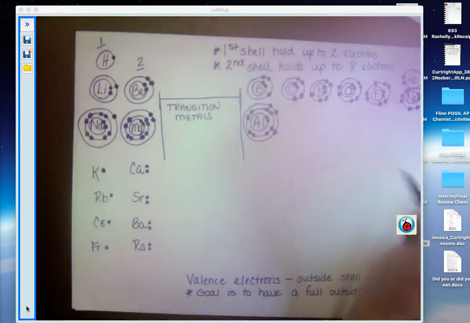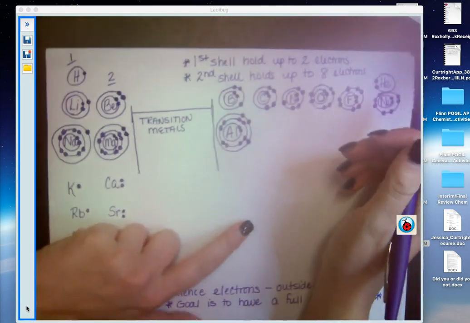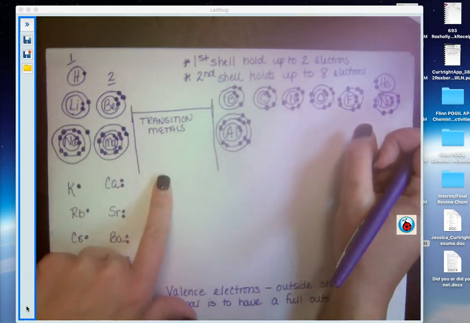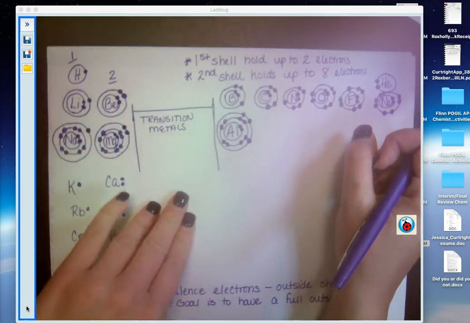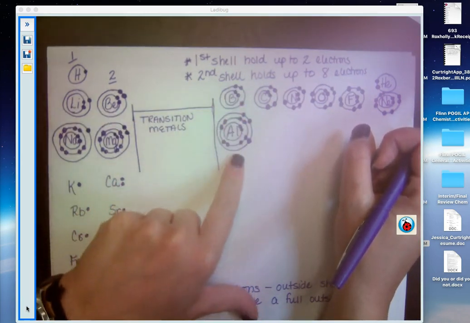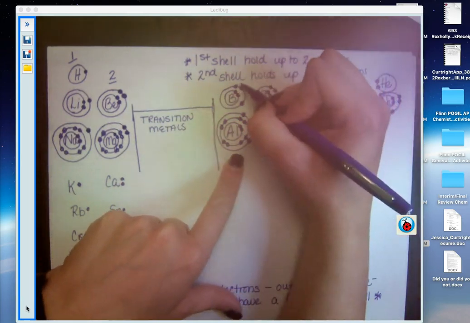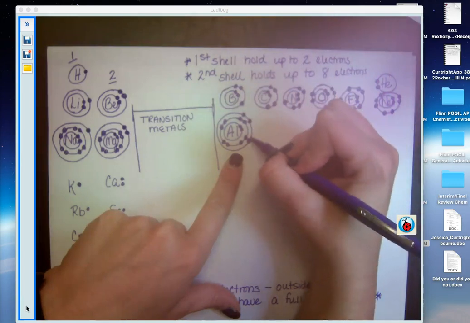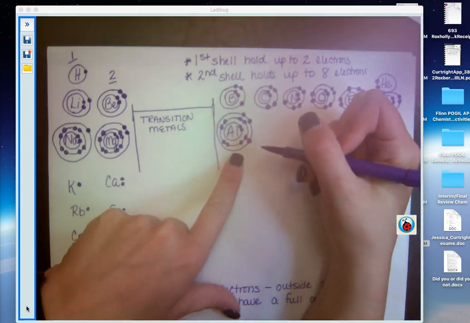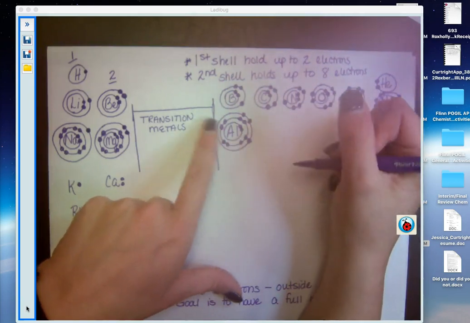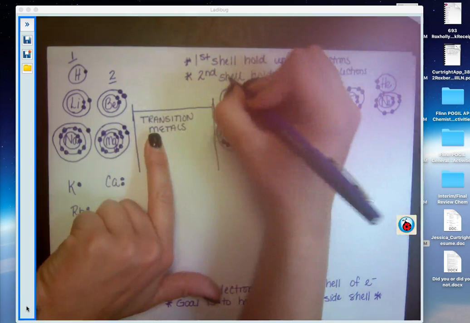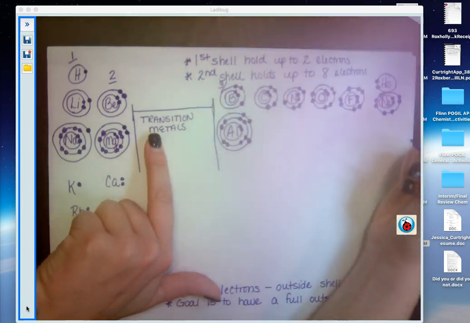I bet you can predict that as we go across the table, we skip the transition metals. They do not follow the same rules. Just because they're in a certain group doesn't mean they have a certain amount of valence electrons. That's a different section altogether. When you skip that and you come over here to group 13, notice that you've got 1, 2, 3 valence electrons. The reason it's 3 and not 13 is because we subtract for all these transition metals. So this is going to be group 3.